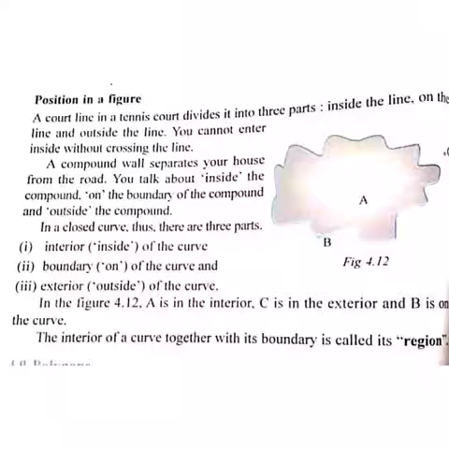One point is inside the curve, one point is on the boundary of the curve, and one point is outside the curve. So children, point A is in the interior of the curve, point B is on the curve or on the boundary of the curve, and point C is exterior of the curve. The interior of a curve together with its boundary is called its region. That means point A and point B form the region of the curve.